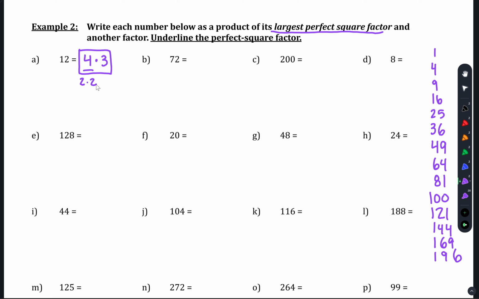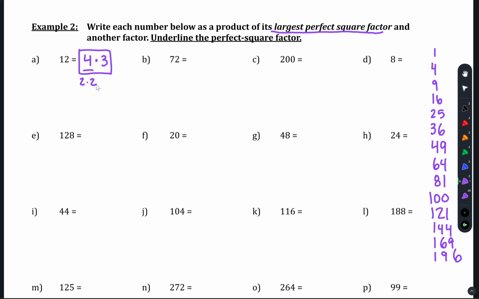Obviously, I'm going to look at my list. I cannot put 81 into 72 because that's too big. So I'm going to start with 64. I'm going to work my way downwards. We're starting from the bottom. So 64, does that divide evenly into 72? How about 49? How about 36? 36 does go into 72.